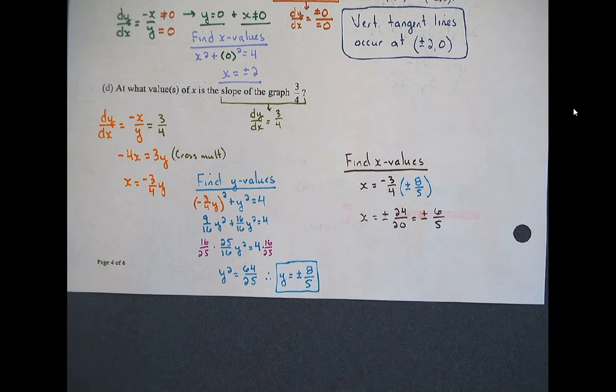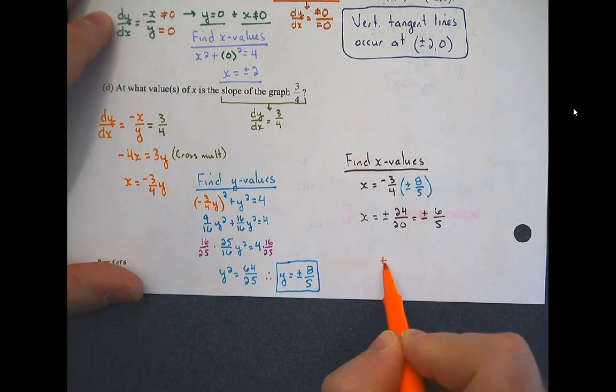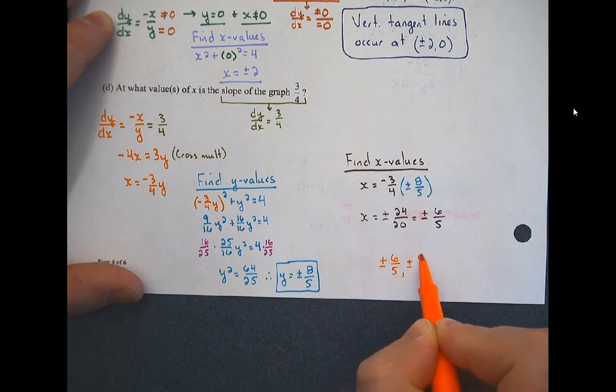So now I would write then that at what values of x is the slope of the graph 3/4? My values would be, let's go back to orange since that's where we started, plus or minus 6/5 with plus or minus 8/5.